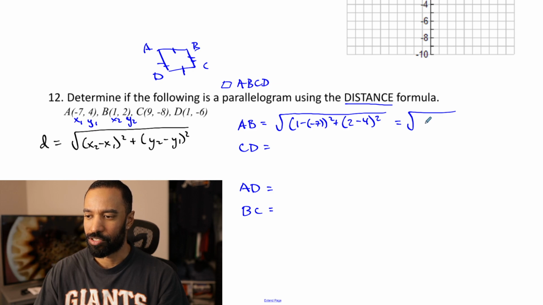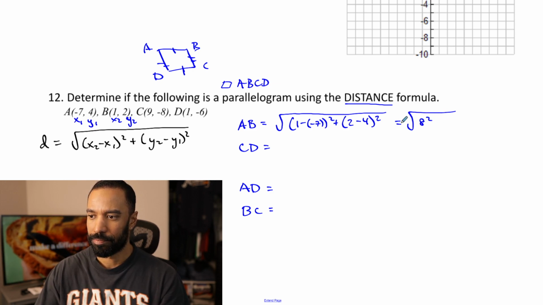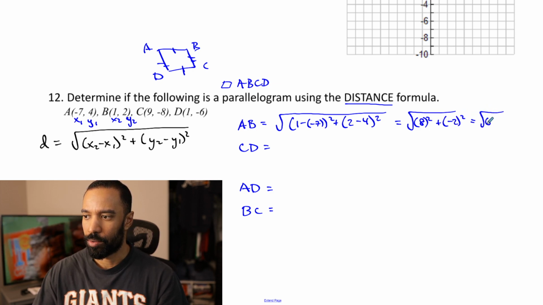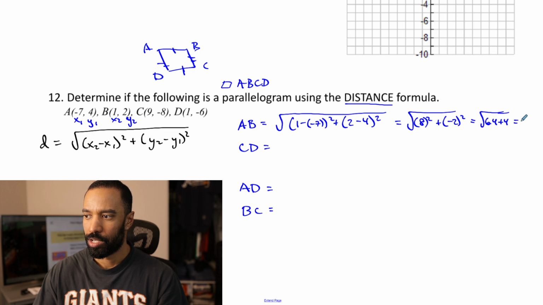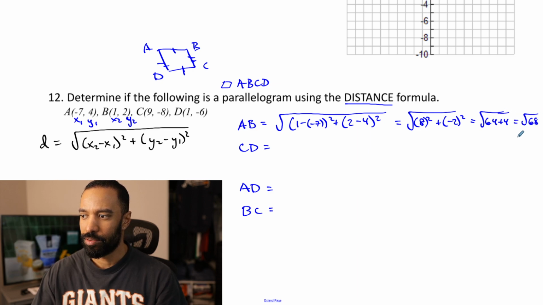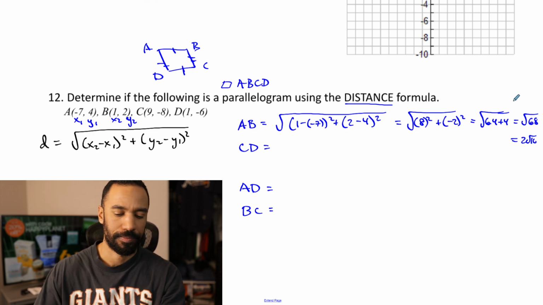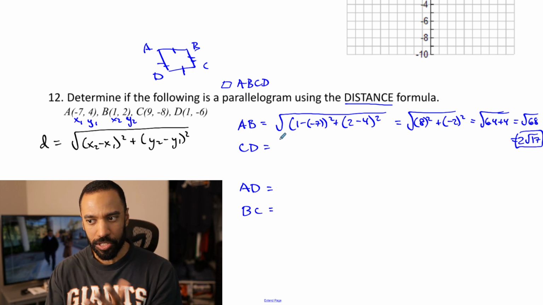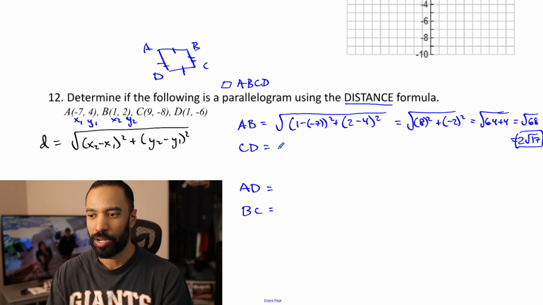So 1 minus negative 7 is 1 plus 7, which is 8. And then 2 minus 4 is negative 2. So we have square root of 64 plus 4, which is square root of 68. Now square root of 68 simplifies to 2 root 17. I think at the point that you hit square root of 68, you're probably pretty good to go as far as what it looks like for an answer.